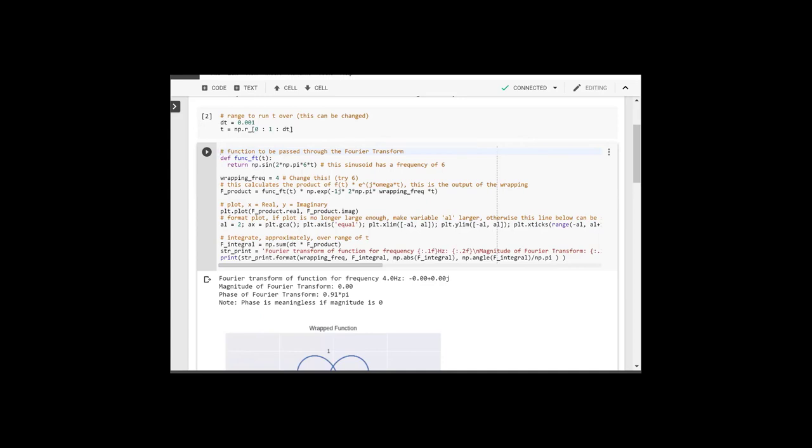Then we're going to plot the real component against the imaginary component. So we're going to plot on an axis, real and imaginary, of this wrapping thing. And all of this line that goes over to the side is just a line that helps us format the plot in a nice way. And then down below, this is going to do some actual calculations of the Fourier transform with some numerics that are useful for us. Okay, so let's run this and see what we get.